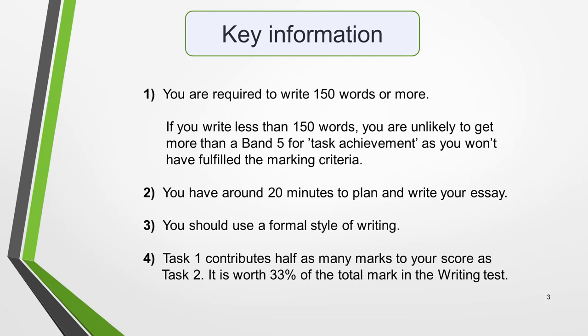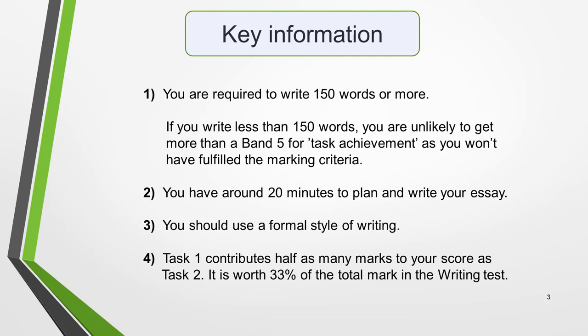First, you're required to write 150 words or more. If you write less than 150 words, you are unlikely to get more than a band 5 for task achievement, as you won't have fulfilled the marking criteria. Second, you have around 20 minutes to plan and write your essay. Third, you should use a formal writing style. And fourth, Task 1 contributes half as many marks to your score as Task 2, so Task 1 is worth 33% of the total mark of the writing test.